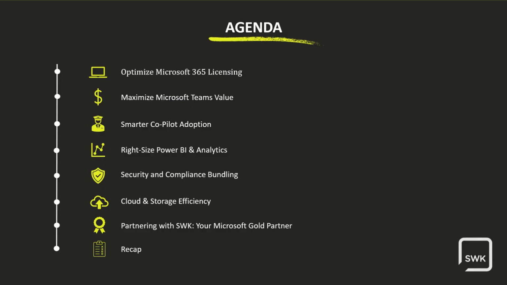Quick note on today's agenda. In today's webinar, I will get into the following: optimizing Microsoft 365 licensing. From there, I will get granular and cover many of the services we have come to rely upon, such as maximizing Microsoft Teams value, jump from Teams into Copilot with smarter Copilot adoption, transition to reporting with Power BI and analytics, cover topics such as security compliance, cloud and storage, and then finishing up with a few notes on partnering with SWK. As many of you might know, we are a Microsoft Gold partner. And then at the end there, I'll just do a quick recap slide, probably going over like 4 or 5 of the most important things we've covered today.